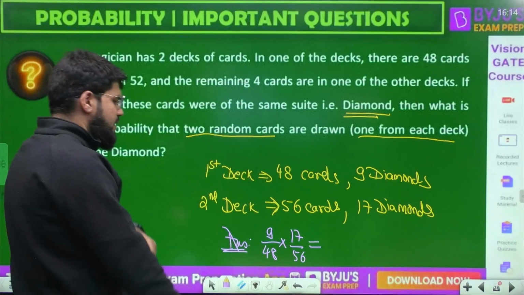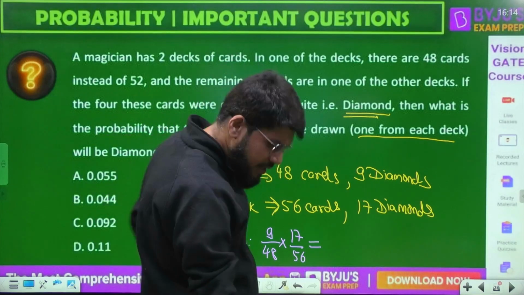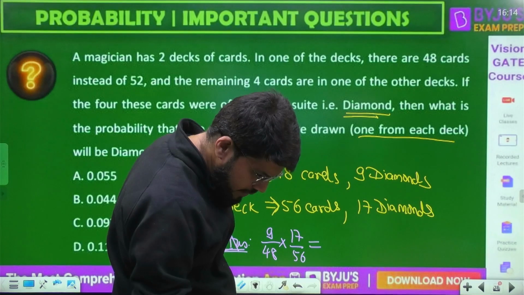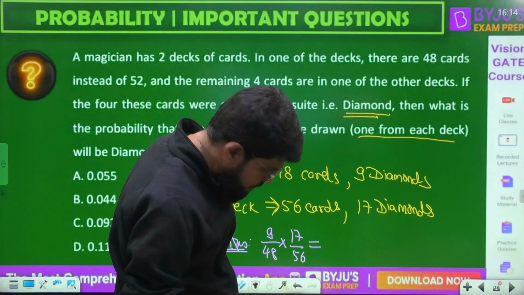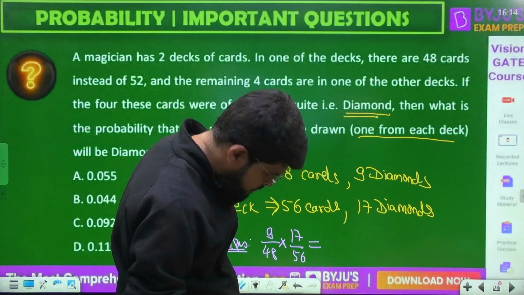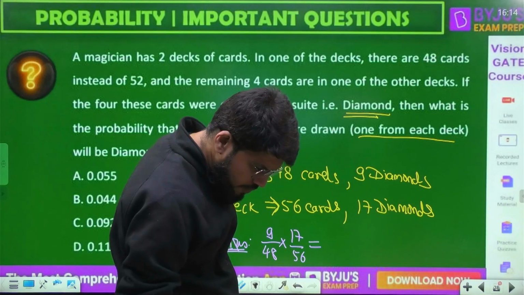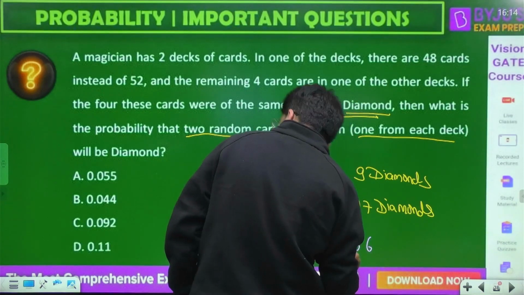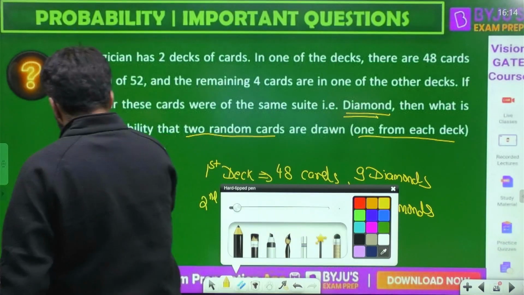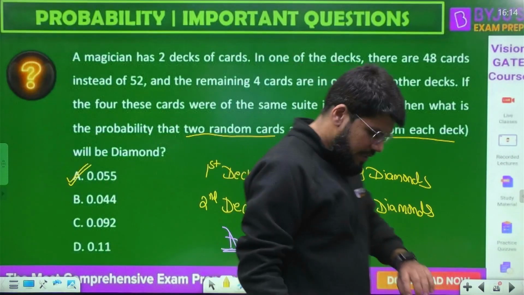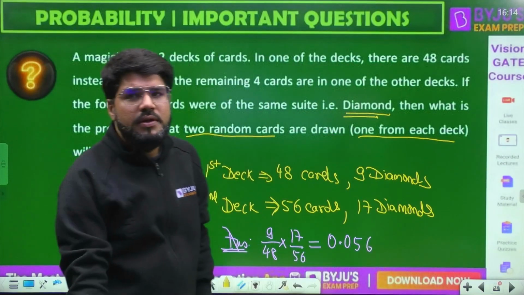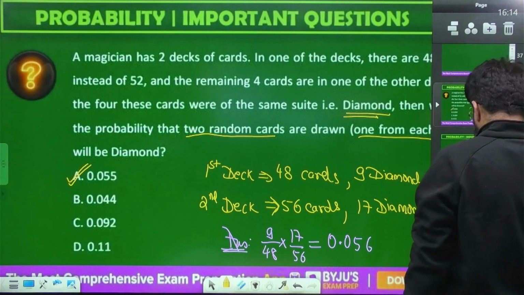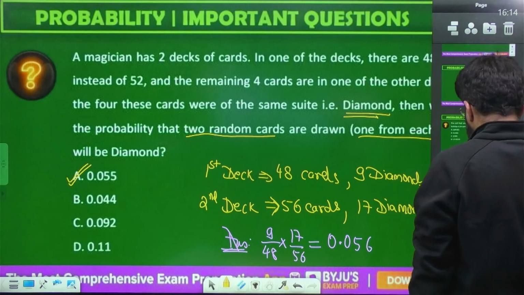So let's calculate. The answers are in decimal form, so let's multiply and calculate. 0.056. That is closely matching with option number A. So let me mark it as option A. Hope that is clear to you. The only thing you have to worry about here is the language.